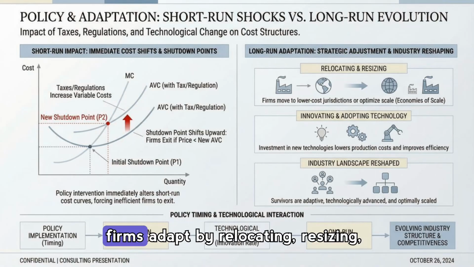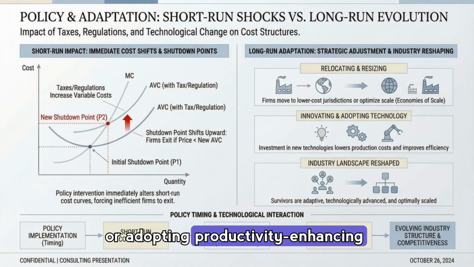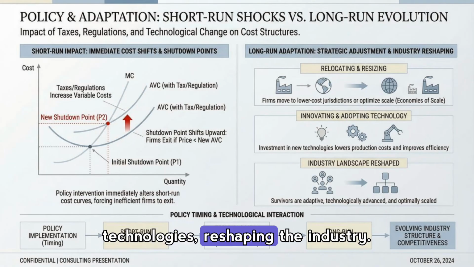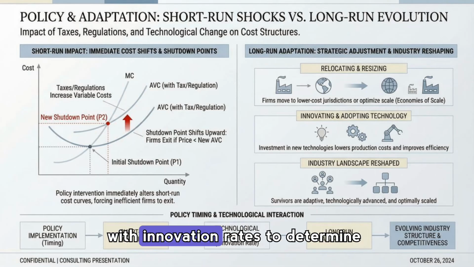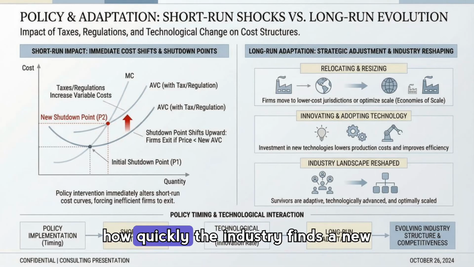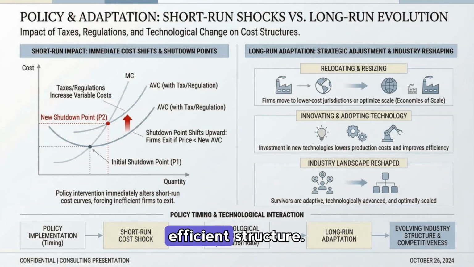Over the long run, firms adapt by relocating, resizing, or adopting productivity-enhancing technologies, reshaping the industry. Effective policy timing matters because short-run shocks interact with innovation rates to determine how quickly the industry finds a new efficient structure.